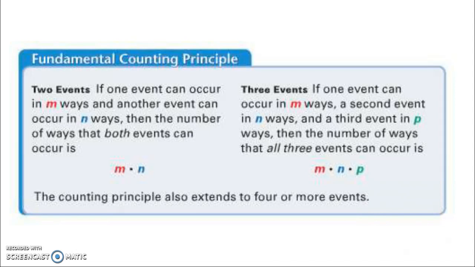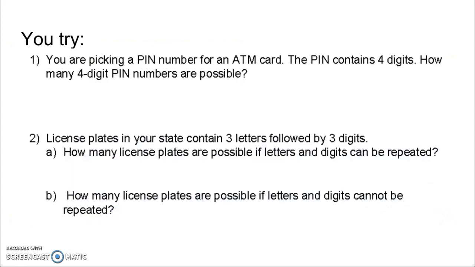times n. If we take 3 events, like adding in a choice of beverage, so one event can occur in m ways, a second event in n, and then a third event in p ways. Now the number of ways that all 3 events can occur, we'd multiply those together, m times n times p. So 3 meats and 2 side options and 3 beverages, 3 times 2 times 3 is 18. We'd have 18 different ways that we could select from a meat, a side, and a beverage for lunch. And the counting principle extends out for 4 events or more.